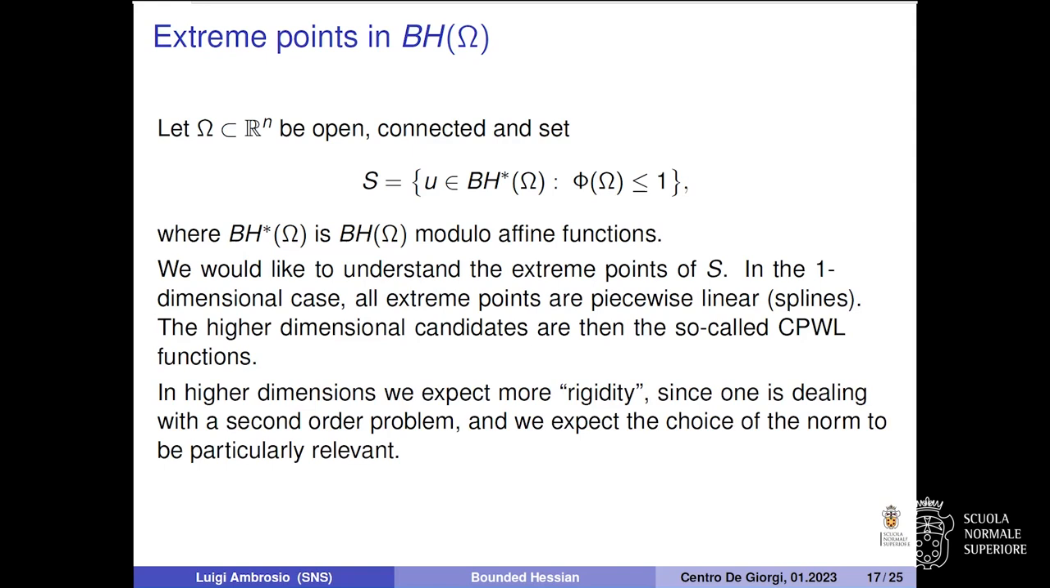On the other hand, before coming to the results, let me say that in higher dimension, we expect more rigidity. Why? Because first of all, we are dealing with a second order problem. And also, in some sense, we have many more choices of the norm, right? So we expect also the problem to be sensitive to the choice of the norm.